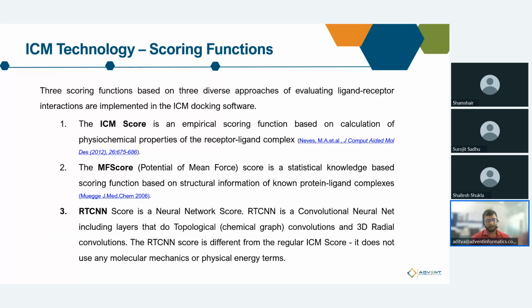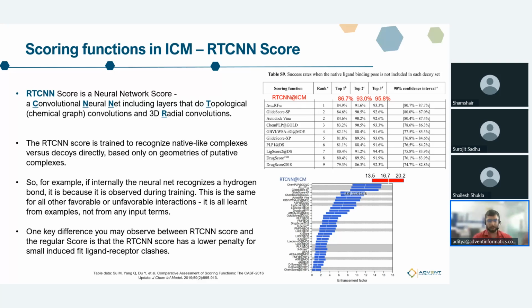So with ICM, previously I was talking about scoring error. We have not just one, but three different kinds of scoring algorithms. Firstly, we have ICM score. ICM score is a physics-based score where we consider different parameters like hydrogen bond donor, acceptor, solvation, desolvation energy, size, and everything. Some of the parameters are somewhat similar to MMGBSA here. We also have MF score here. MF score is a statistical knowledge-based score, and at last, we have the latest edition, which is RTCNN. RTCNN is a neural network based score, and it was trained against native ligand and decoy complexes.